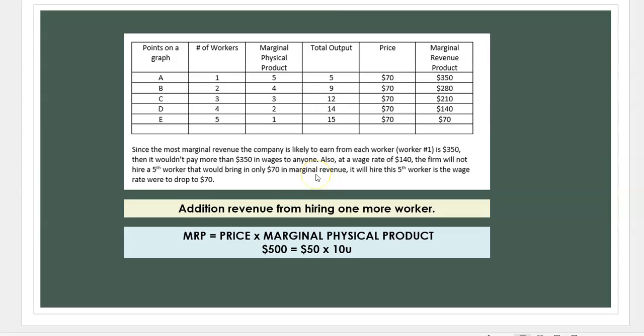So the thing about marginal revenue product is that it tends to decline with every additional worker. Now, it might not be quite this perfect, but this gives us a very good idea. So here's worker 1. Worker 1 is the most productive. This is the first person they hired. This person produces 5 units, which is probably why they hired them ahead of other people. The price of this product is $70, and the marginal revenue product from it is $350, meaning it's 5 times 70, it's $350.